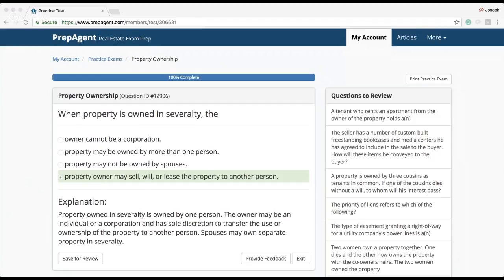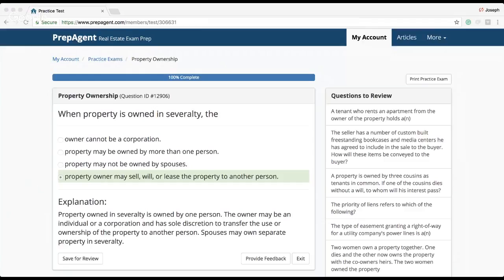So my follow-up question, obviously, is what are the different types of concurrent estates? Who here could tell me? There's more than two types, but there are two that you really need to know: joint tenancy and tenancy in common.